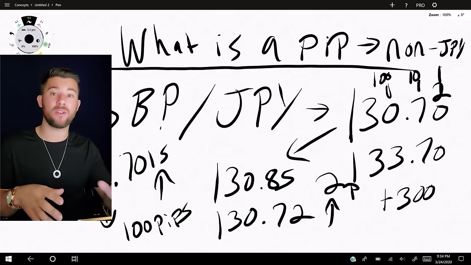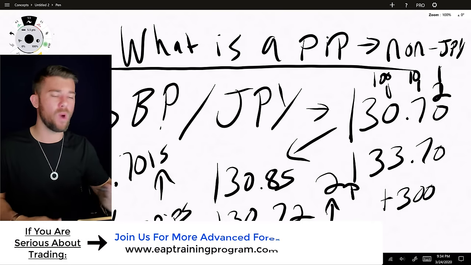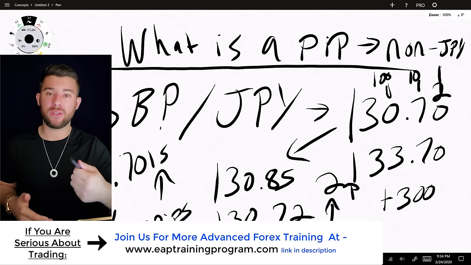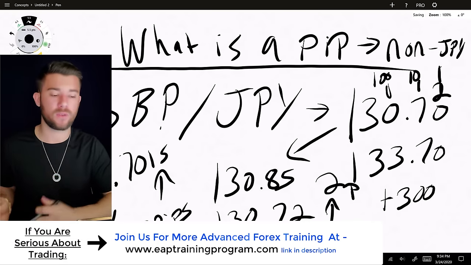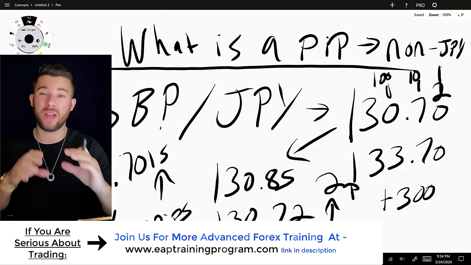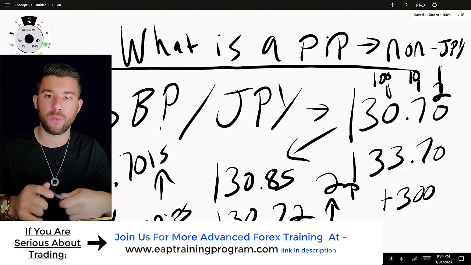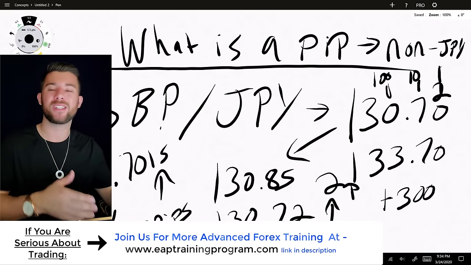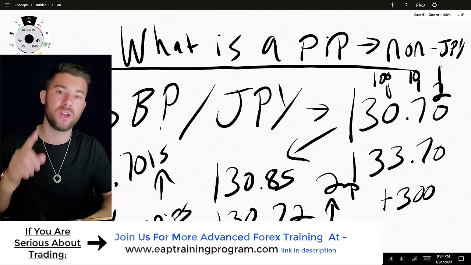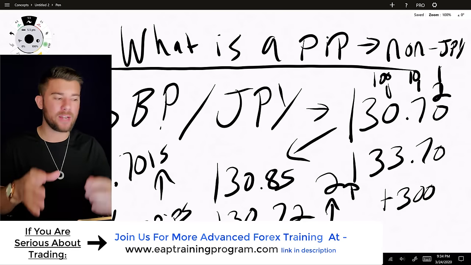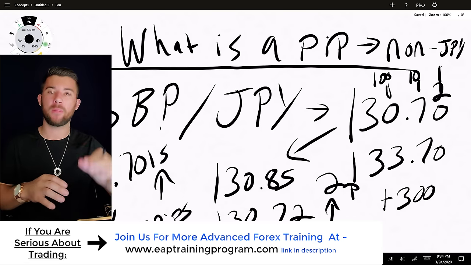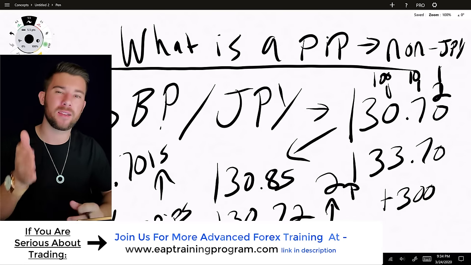So I hope that now you have a really good grasp of what a pip actually means and how to calculate a currency's value against another one. This is a very important foundational step to beginning your foreign currency trading career, so it's definitely necessary to have in the arsenal. And up next, we're going to talk about what is the actual value for each pip, how to calculate order size, and a little bit about leverage.